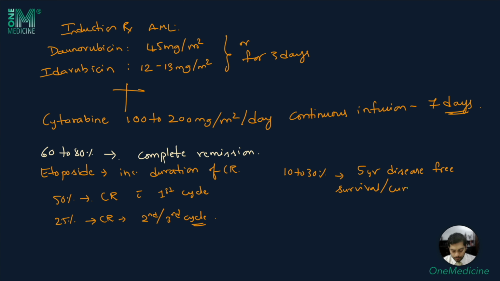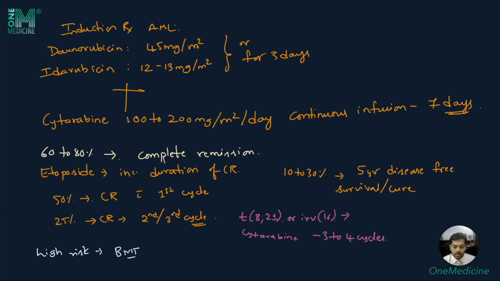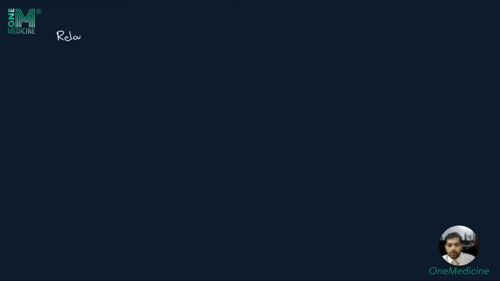or even cure. And patients with translocation of the 8th and 21st chromosome or inversion of the 16th chromosome receive additional cytarabine therapy for 3 to 4 more cycles. And patients who are at high risk for relapse can be considered for allogenic bone marrow transplantation. In patients with relapse, prognosis is generally poor.